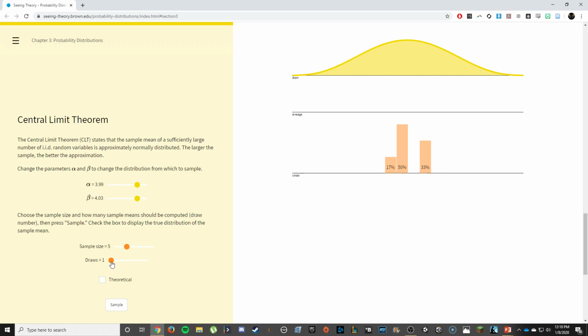I'm going to turn up the draws. So now we're going to do 20 draws at a time to fill this out a little bit. Okay, so we're taking a lot of averages. Do that again, and again. And I'm going to crank it all the way up to 50. Let's do a bunch of draws at once. Okay, so what you may have noticed is that the shape of this sampling distribution is very different than the shape of the population.